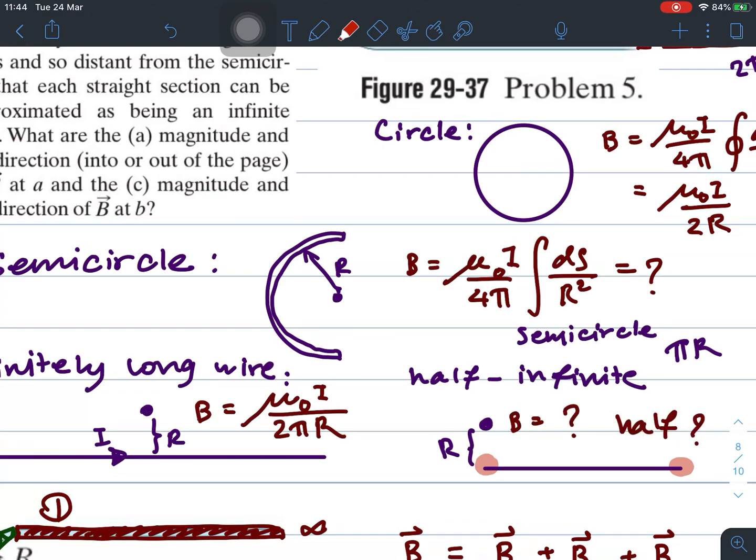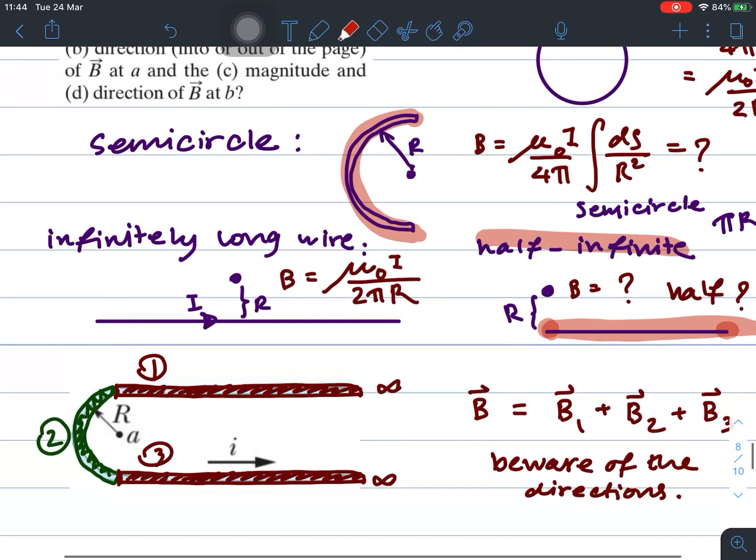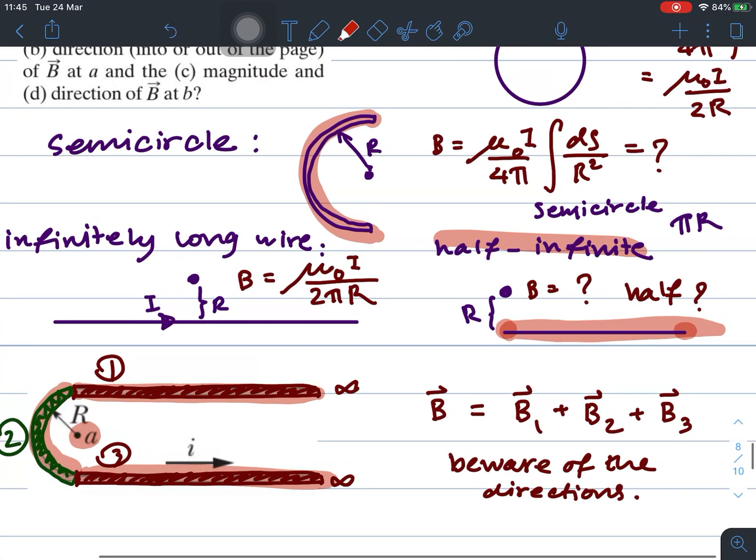After you have your solutions for the half-infinite straight wire and the half circle, you put them together. If we are considering point A, we have the magnetic field from part 1, which is the half-infinite wire, part 2, which is a semicircle, and part 3, which is another half-infinite wire. The magnetic field will be the summation of B1, B2, and B3 of the 3 parts. What you need to be careful about is the direction, because B1, B2, and B3 are all vector quantities.